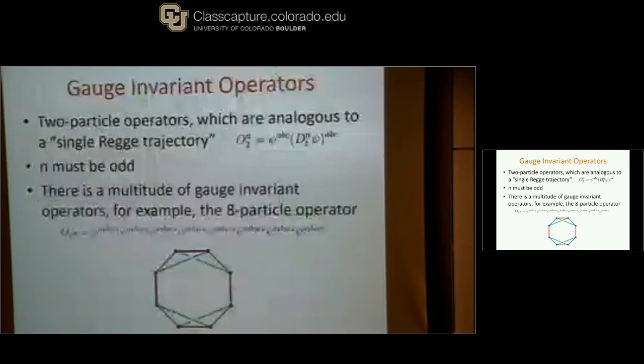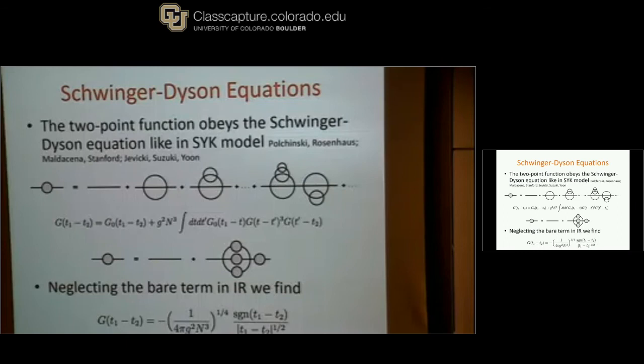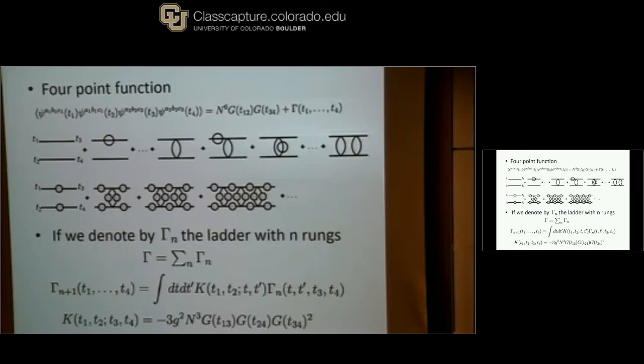And the crucial thing is that when you write down the Schwinger-Dyson equation, for example, in this quantum mechanical model, they turn out to be the same at leading order as the SYK Schwinger-Dyson equations. You basically have to do this summation, and this gives you a very interesting result in 0 plus 1 dimension. You get a kind of almost conformal field theory. The dressed propagator solution is just the sign over t1 minus t2 to the 1/2, for example. So this tells you that the field psi acquires dimension 1/4. And then you can obtain a solution for the four-point function, which is basically the same as in the SYK model.